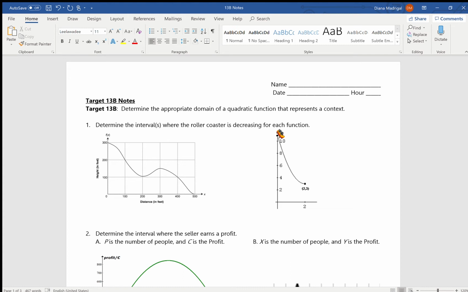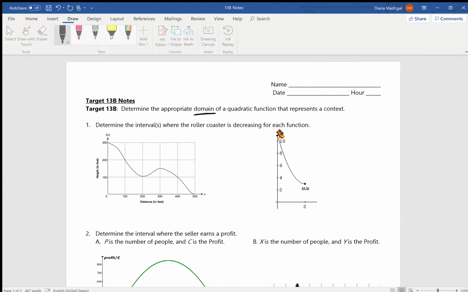Our objective for today is to determine appropriate domain of a quadratic function that represents a context. And again, we introduced domain in KC 11. Domain means the x values, the x-axis. Just in case you guys forget, a little reminder what domain means. All right, so let's try number 1.